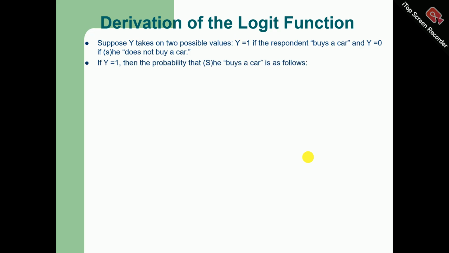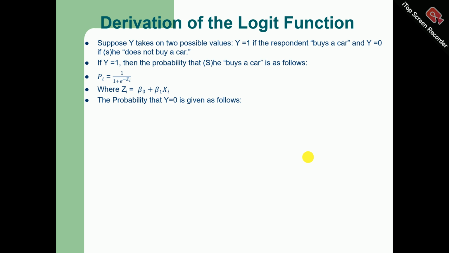If y is equal to 1, that is when the respondent or the subject decides to purchase a car, then the probability that she or he is going to buy a car is given as follows, and this probability is 1 divided by 1 plus e raised to the power minus zi, where zi is equal to beta naught plus beta 1 xi if it is a one variable regression, and if it has more than one explanatory variable, then zi will be equal to beta naught plus beta 1 x1i plus beta 2 x2i, and so on.